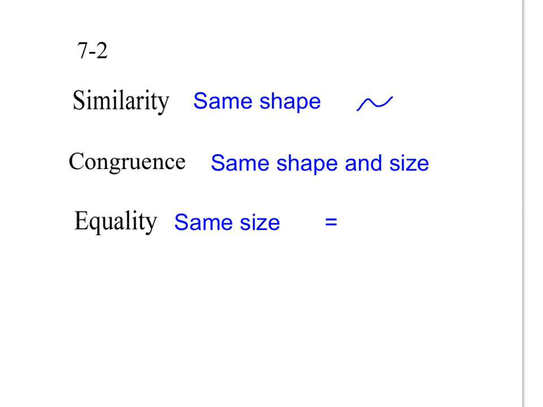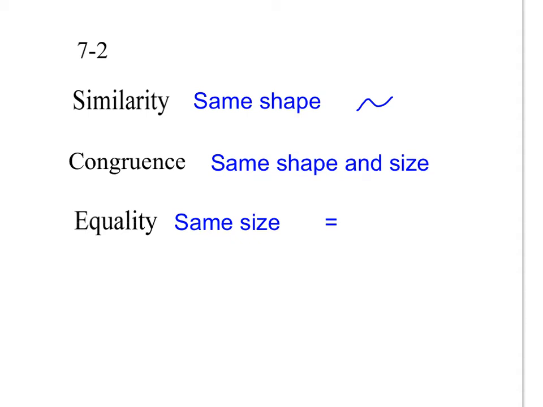Alright, boys and girls, welcome to our second video lesson in Chapter 7, our lesson on similar polygons. Here we go. A couple words you need to know. Similarity, again, means same shape. This is the symbol right here for similarity.